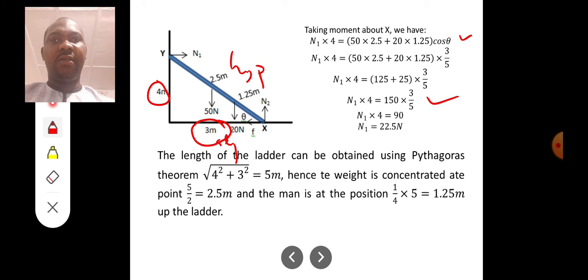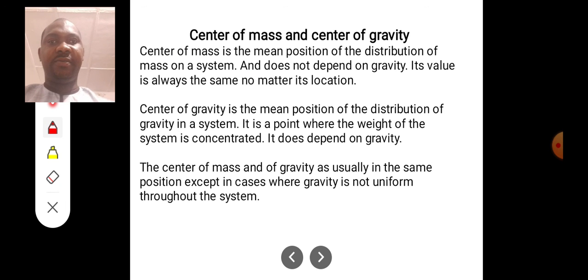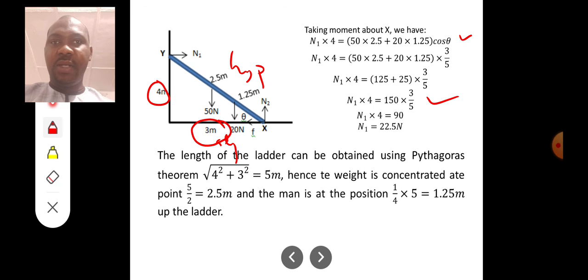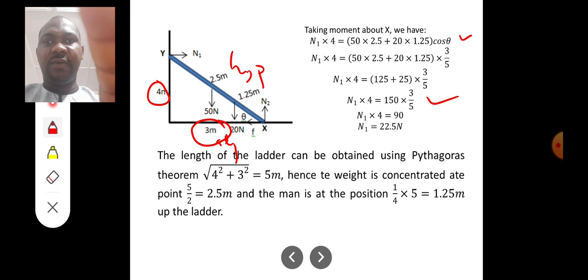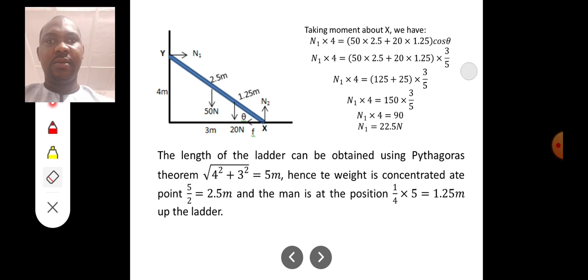Now we can go ahead to find N2 and N3. The next question we are asked is to find the frictional force. Now, I want you to notice something here. Remember that another condition for equilibrium is that the sum of upward forces must be equal to the sum of downward forces. You can see that both N1 and F are moving in opposite directions.